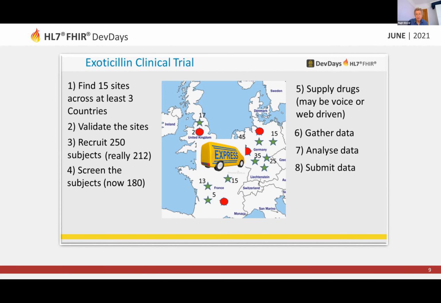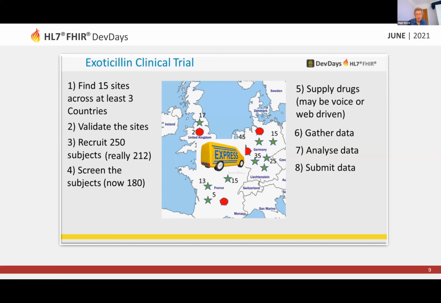But essentially a clinical trial runs in multiple different countries. It has a target number of sites and a target number of subjects, but the actual number you achieve for both is always a bit different from what you start off with. You then have to decide whether or not you've got suitable subjects. So there's some exclusion of some of them because they don't meet your criteria. You have to have processes for supplying your study medication. Then you've got to gather the data, then you've got to analyze the data, and then you've got to submit it to the regulator to prove the point that you were trying to prove about the product in the first place.